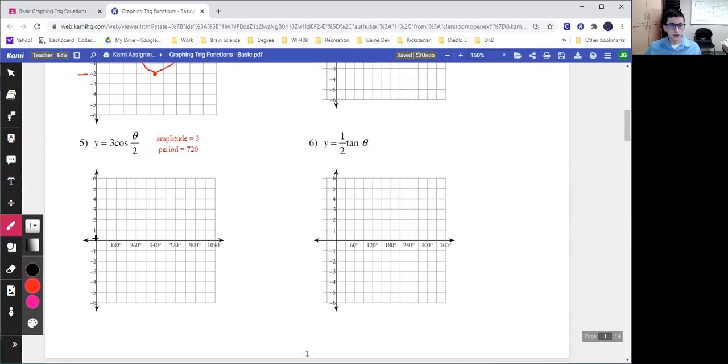All right, since we're dealing with cosine, the cosine of 0 is 1. If we substitute 0 in here, we get 0 over 2, which is 0. Cosine of 0 is 1, times 3 is 3. So at 0, we get an output of 3. Then when we substitute in 180, we get 180 over 2, which is 90. Cosine of 90 is 0, and 0 times 3 is 0. So this will be 0.